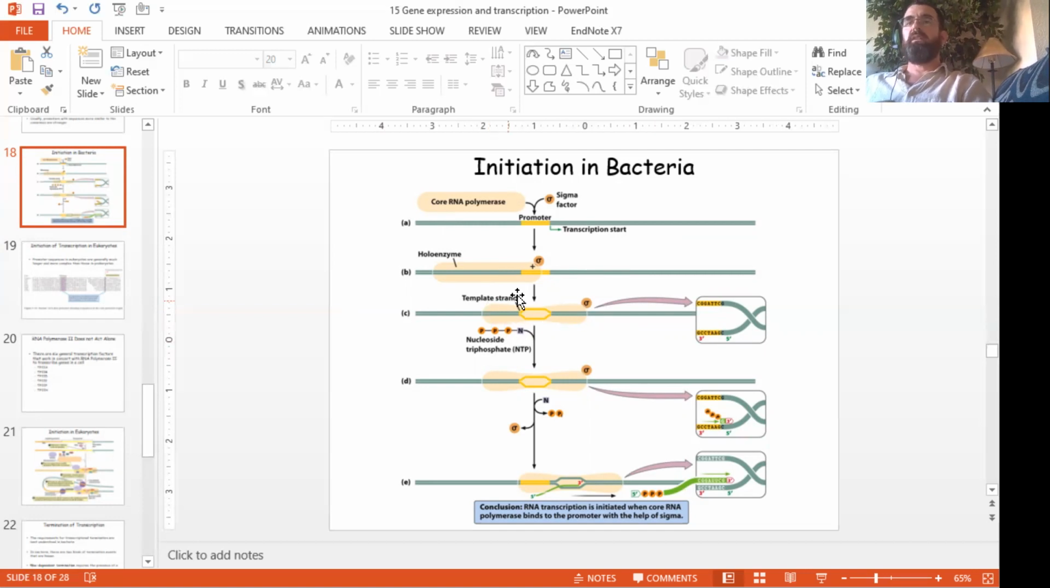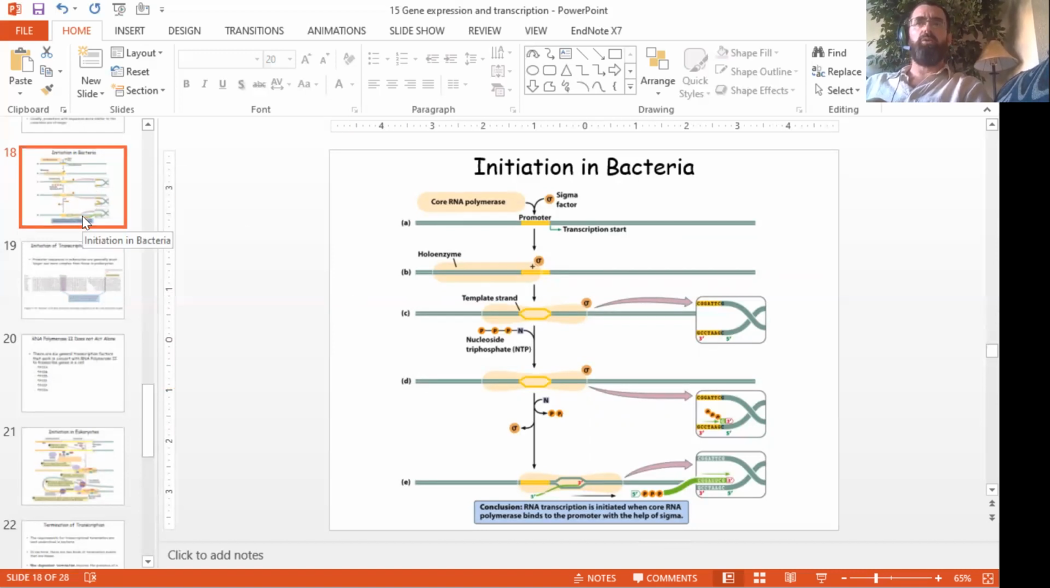And so then RNA polymerase will pop open the DNA in that promoter, the TATA box, and essentially the first nucleotide will come in, we'll start transcribing, and then you start building your mRNA strand as a result. So transcription initiation in bacteria is fairly straightforward.